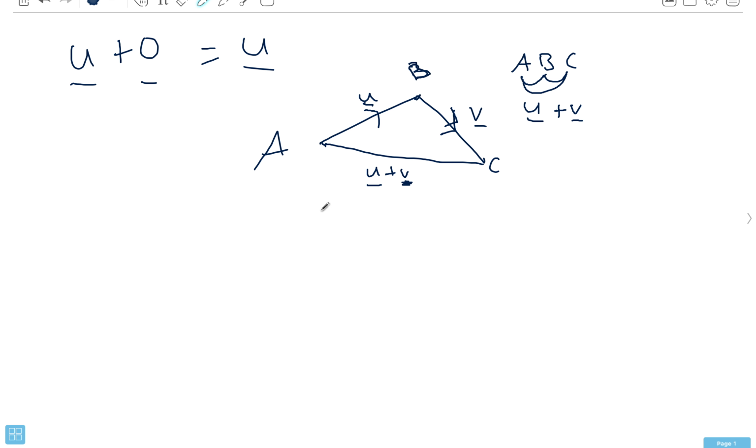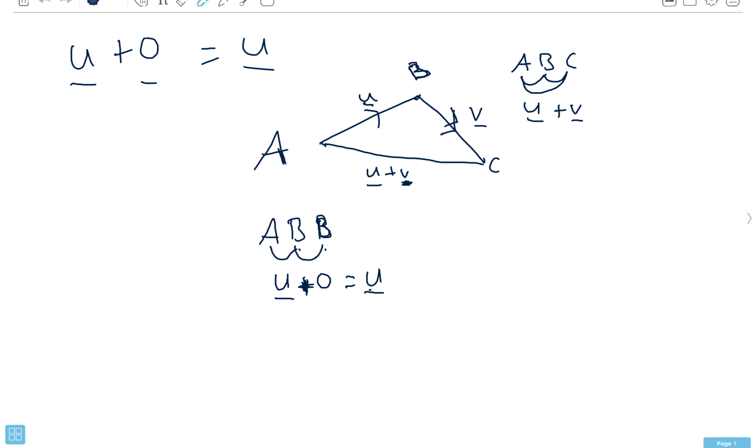I'm not sure if that was very clear, but if we did it with a degenerate triangle, a triangle where two of the sides are the same, and we say AB represents u, BB represents 0, then the whole triangle represents AB, which is u by the triangle rule, so u plus 0 is equal to u.